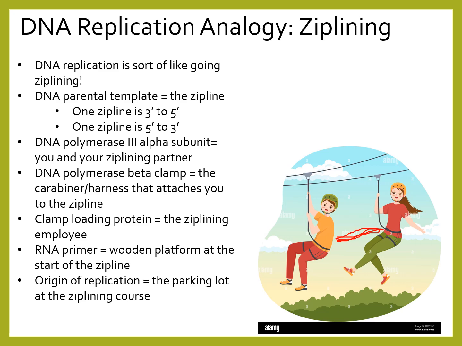The DNA polymerase beta clamp, that's the carabiner harness that attaches you to the zip line. The clamp loading protein, well, that's the zip lining employee that will clamp you onto the zip line and take you off. The RNA primer is, think of it as a wooden platform that you stand on as you're being attached onto the zip line. So while it's not there, I'll draw a little box right here. So that's your wooden platform that you stand on, and then the zip lining employee hooks your harness up to the zip line.